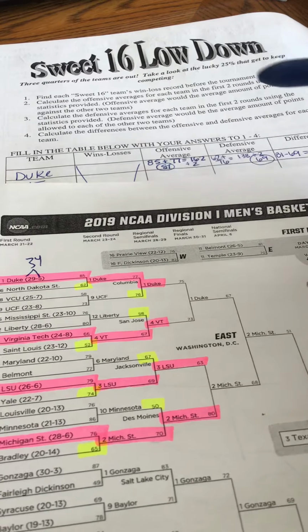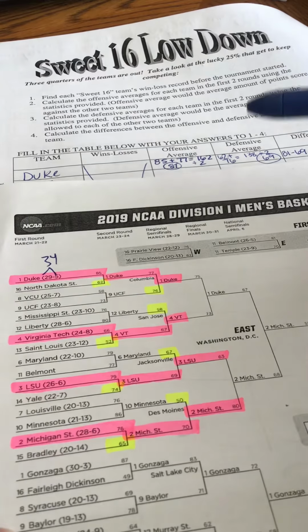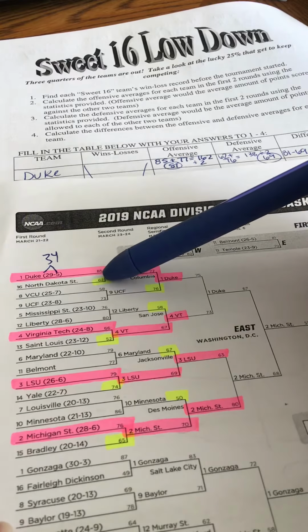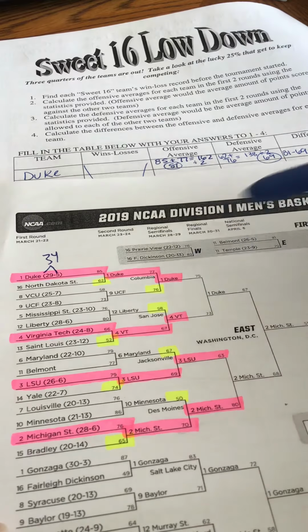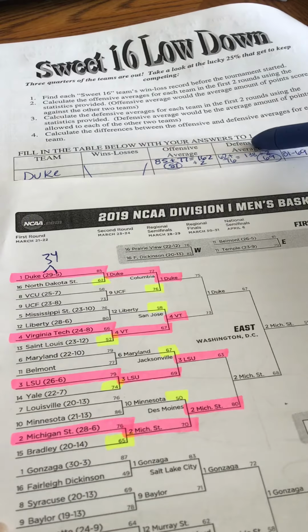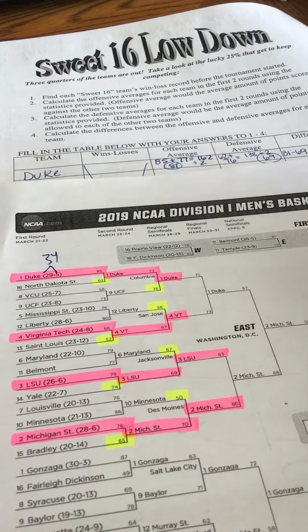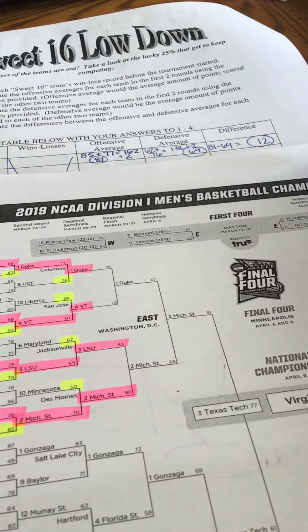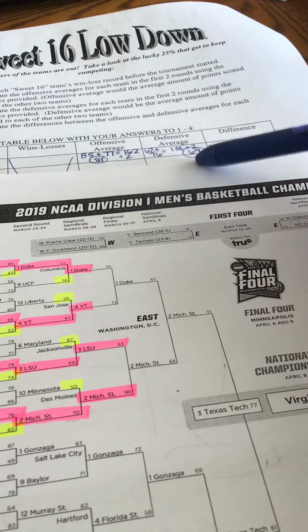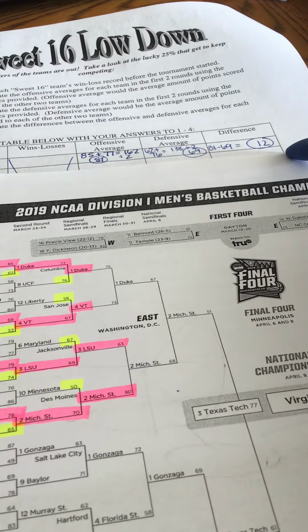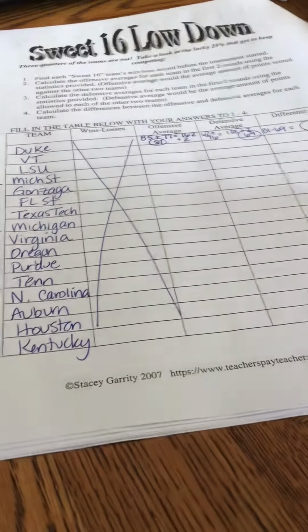Okay. Their defensive average would be how many points the other team scored. Well, the other team scored 62 points and 76. If you add those up, you get 138. Divide that by 2, you get 69. Then all you need to do is figure out the difference: you take those two scores, subtract them, and that gives you 12. Then you're going to do that with all 16 teams.